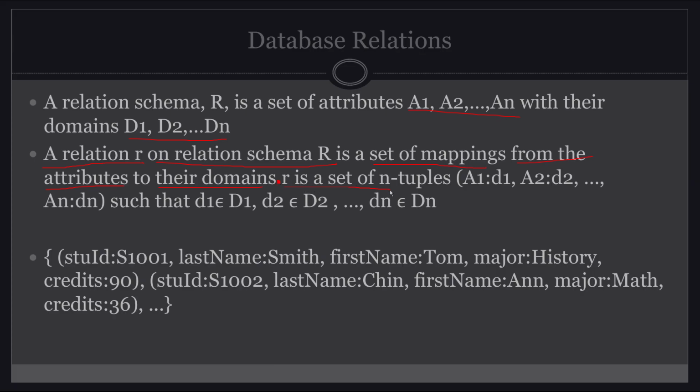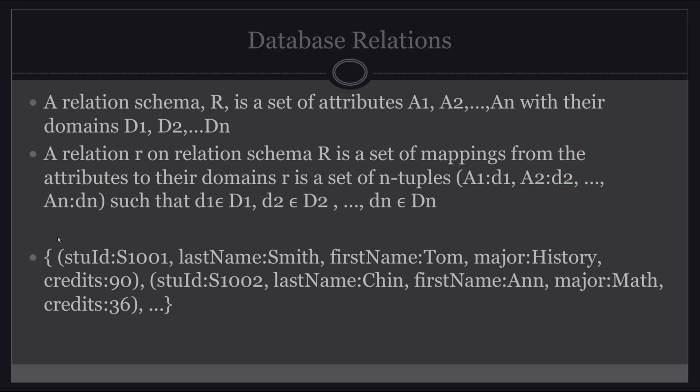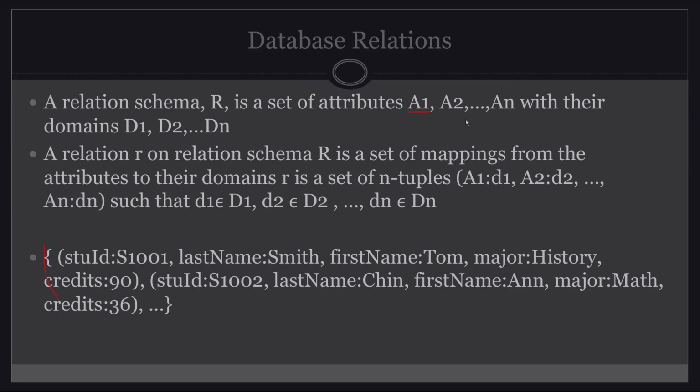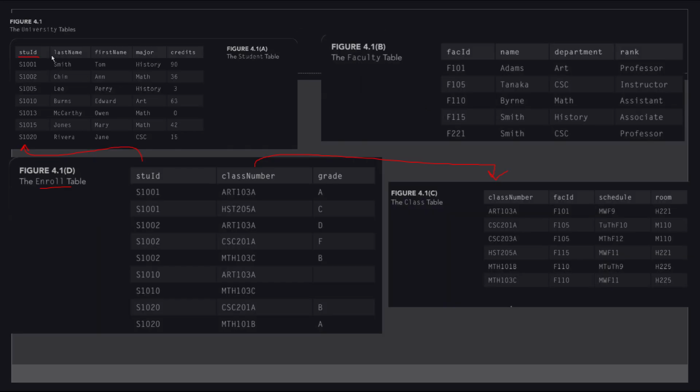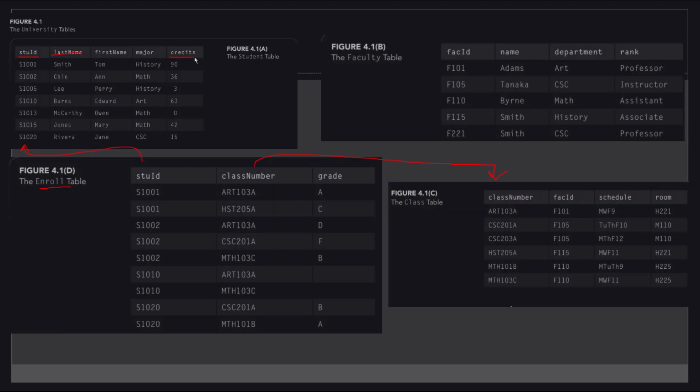R is a set of n tuples of the form A1 D1, A2 D2, and so on, up to AN DN, small d, such that small d1 is an element of the domain big D1, and so on. Okay, so the example here states that A1 is the student ID. A2 is the last name, and AN, in this case A5, is the credits.